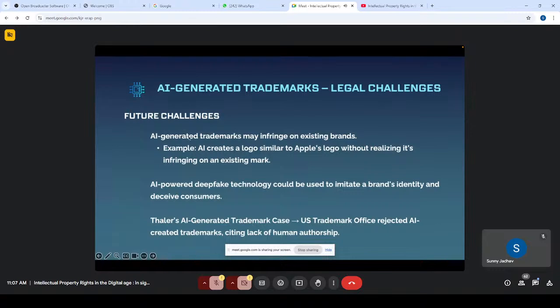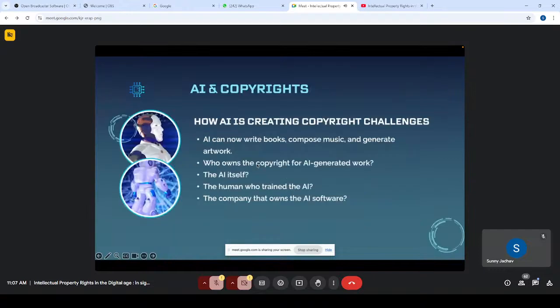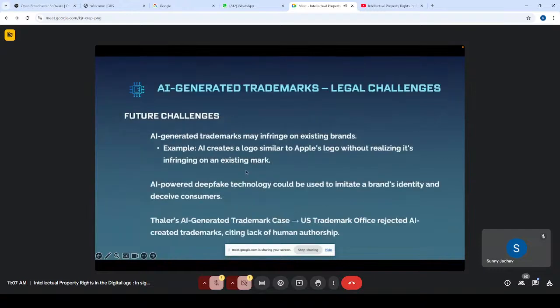Then future challenges: AI-generated trademarks may infringe on existing brands. For example, AI creates a logo similar to Apple's logo without realizing it is infringing on an existing mark. It is highly unlikely to happen because AI has very good capability of image processing. But yes, we cannot deny the possibility.